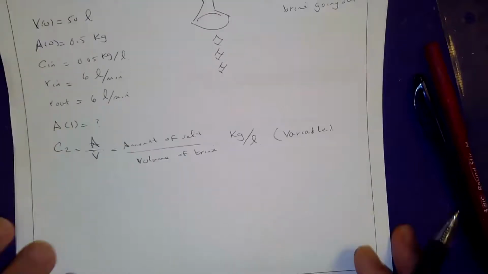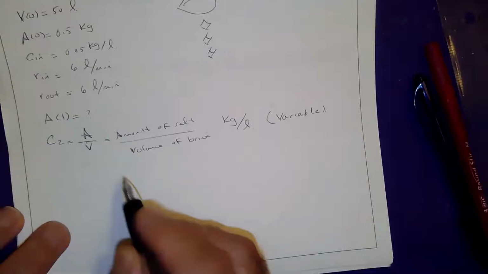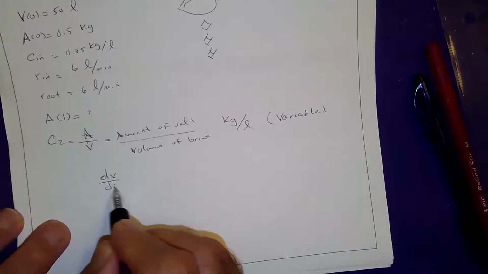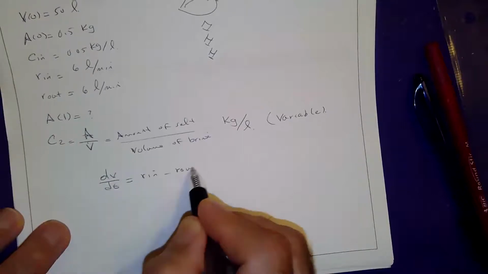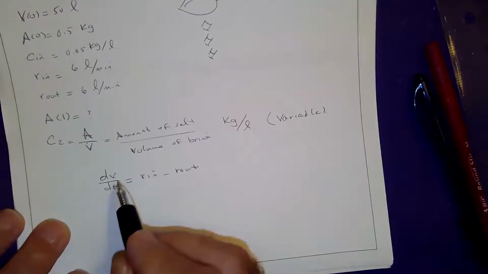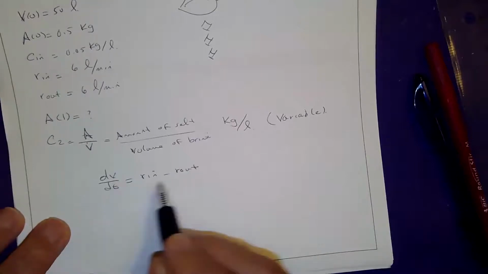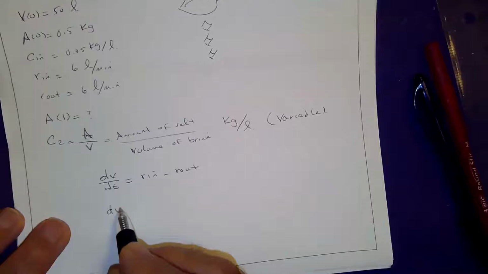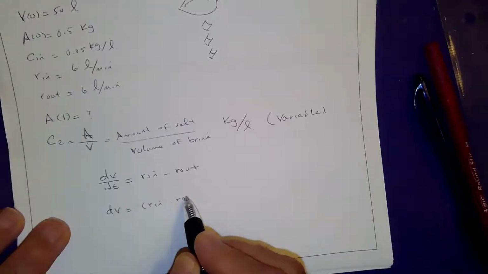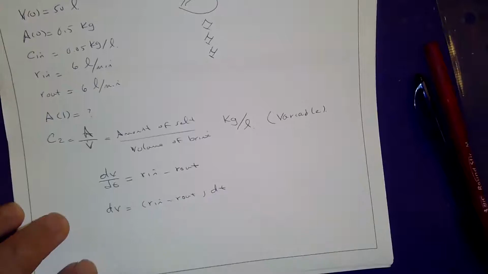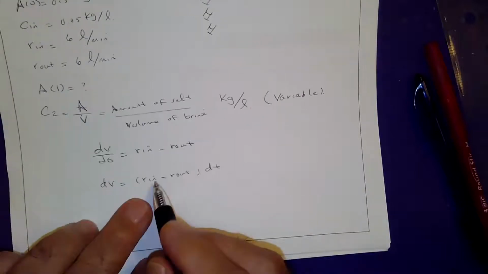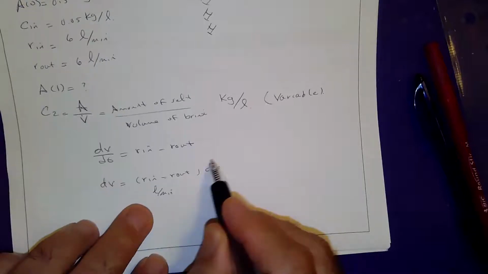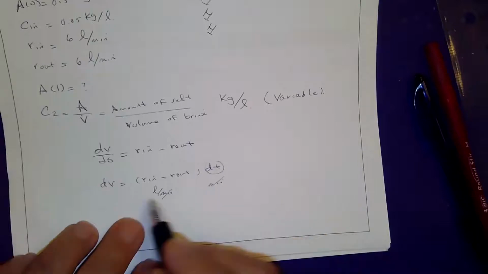So here is what we do. What we have is dV/dt is always equal to R in minus R out. That's the formula, yes? The rate of change of volume is always R in minus R out. How is that possible? Check this out. If I write this as dV equals R in minus R out times dt, notice the unit for R in was liters per minute. This is time, so that's minutes. These cancel, so you get liters.